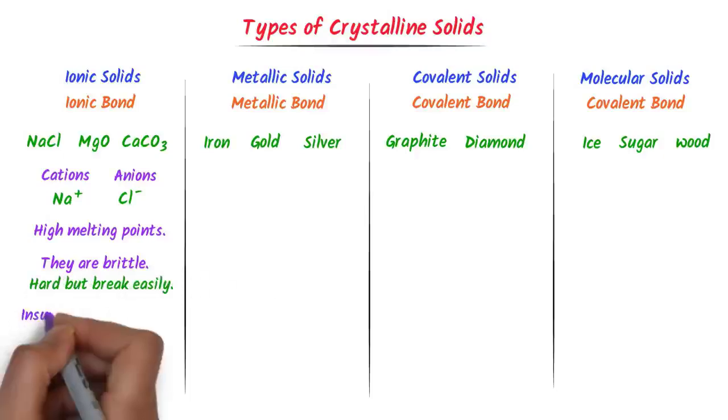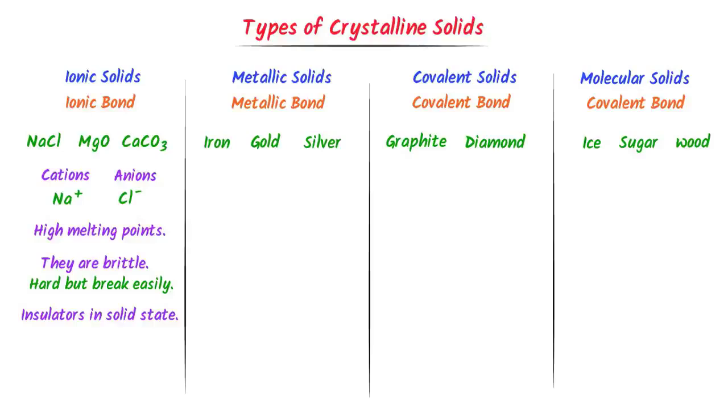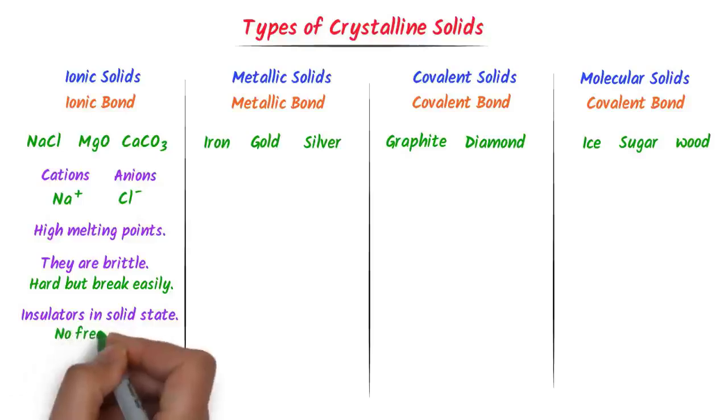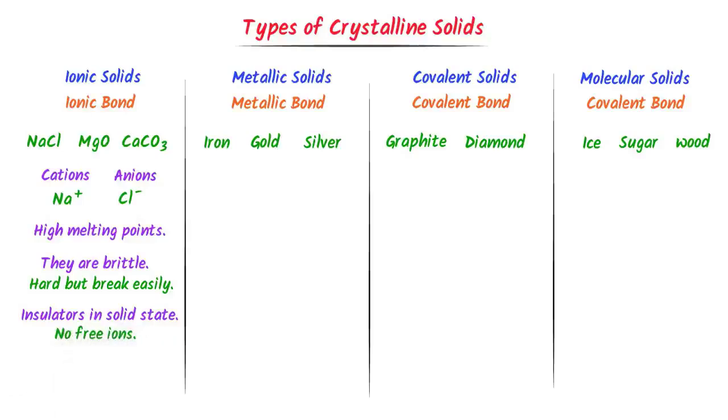Fourthly, they are good insulators in solid state. It is because they have no free ions in solid state. Fifthly, they are good conductors in molten or liquid state. It is because they have free ions in molten or liquid state.